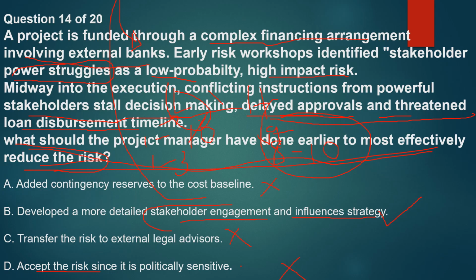Detailed stakeholder engagement, because when you do this, you'll be able to resolve issues surrounding stakeholders. When you know when the power struggle is coming up and how to mitigate it, you'll be able to come up with an effective way to mitigate the risk so that it will not affect the project. Their power struggle should not affect the project. So your stakeholder engagement will help you solve this, and influence strategy. So B is the correct answer to question number 14.